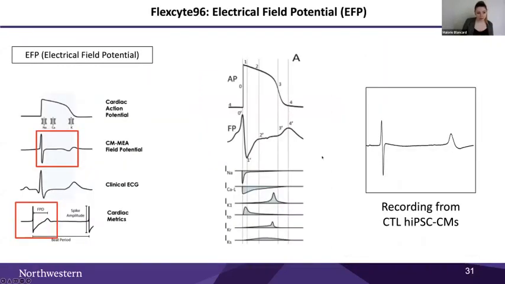Then the EFP. So it's the other thing you can measure. So here is the action potential. I described it before. You can't record the action potential on the machine. So what you can measure is the electrical field potential that is represented here. And also it might be easier if you follow here.